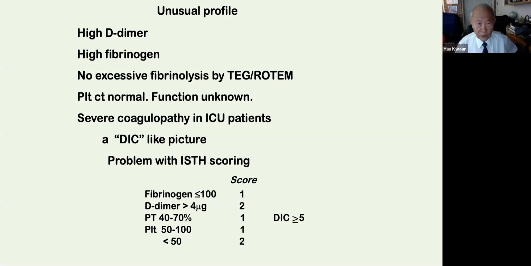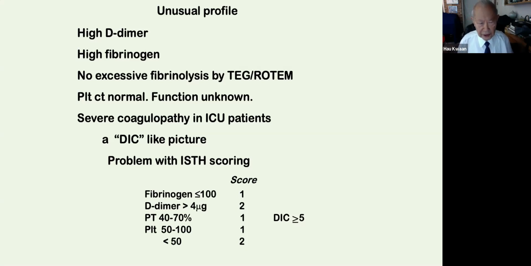So what is unusual in our COVID patients, other than that abnormal TEG or ROTEM I showed you, is that there's a high D dimer and high fibrinogen. The platelet count is usually normal, but when it's low, it's not a good sign. Function is not clear. It must vary from patient to patient. But in a severely sick ICU patient, they have severe coagulopathy, resulting in a number of publications saying there's a DIC-like picture. This is not the classic DIC. This is like a very severe coagulopathy.